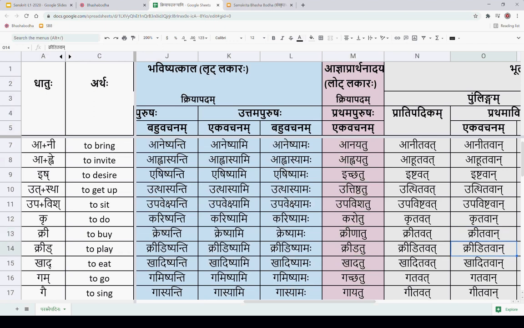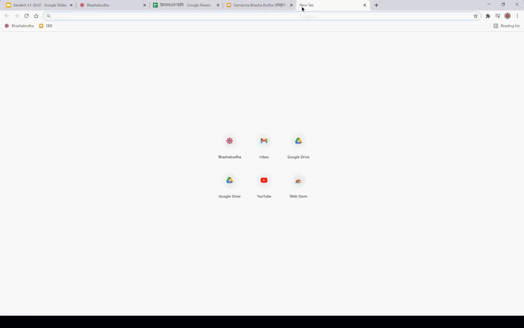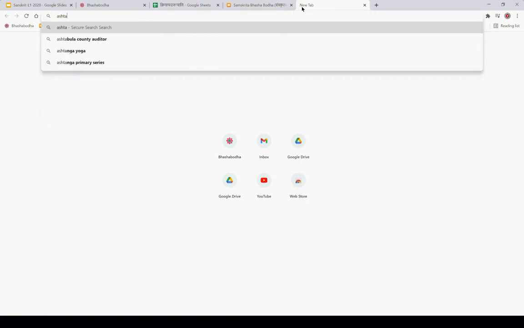Ekavachanam, bahuvachanam. But this table is not a very extensive table. Some examples are given just for quick reference. If you want more details or more examples, you can refer to other sources like Dhatu Kosha. Another one I found here, which was suggested, is ashtadhyayi.com, right?